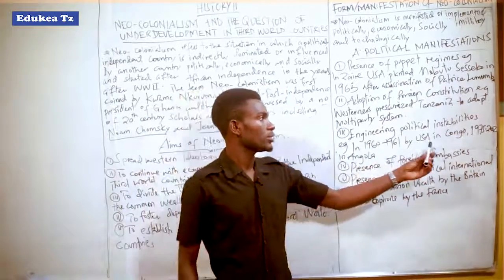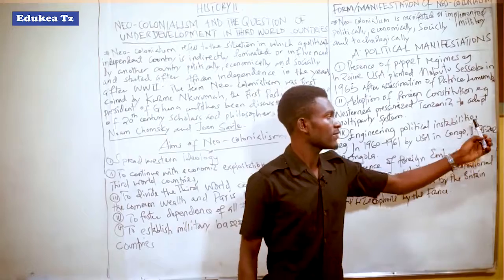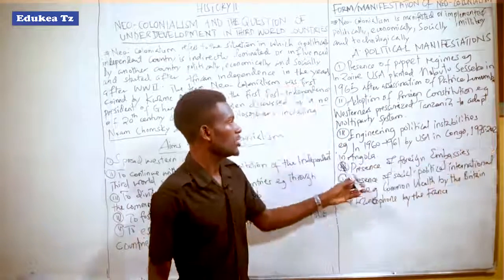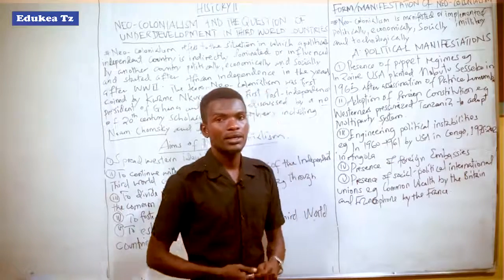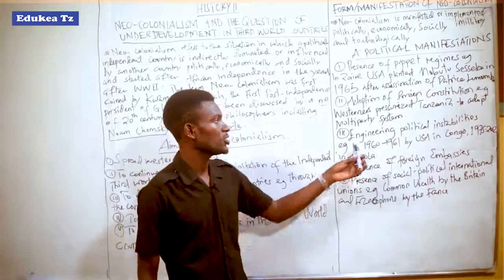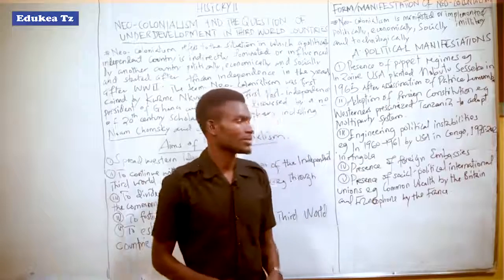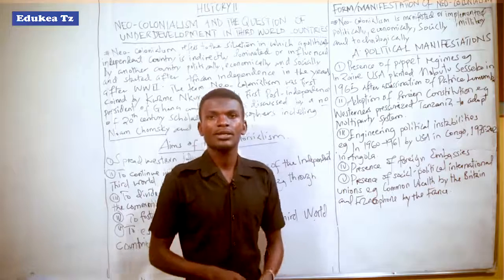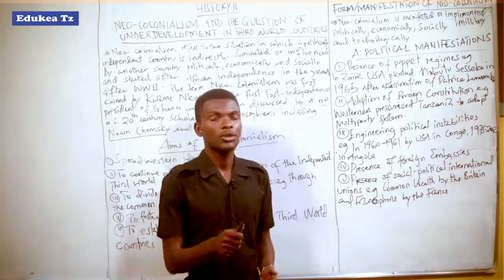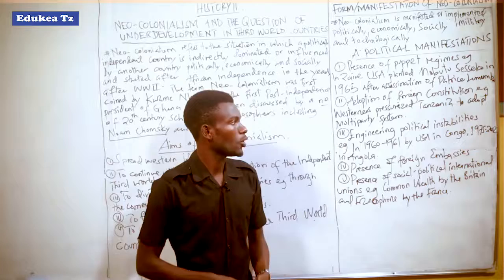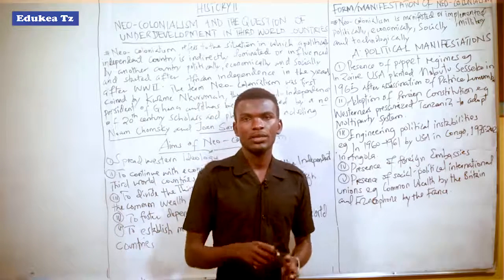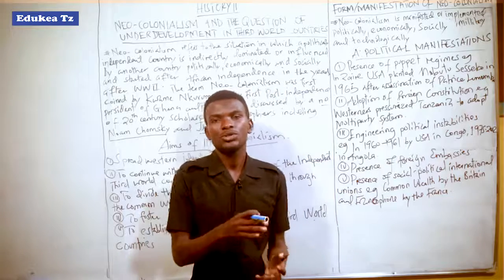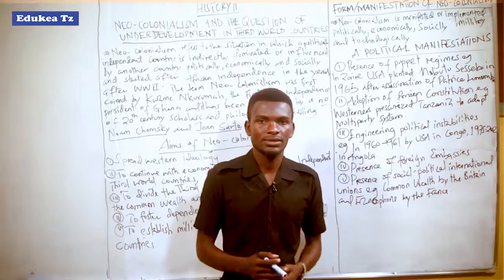Another example is in 1975 to 2002 in Angola, whereby the imperialist powers have been engineering political unrest. So you can see how those imperialist powers are supporting political unrest or wars in different third world countries to get the chance to chop their natural resources for their benefit.